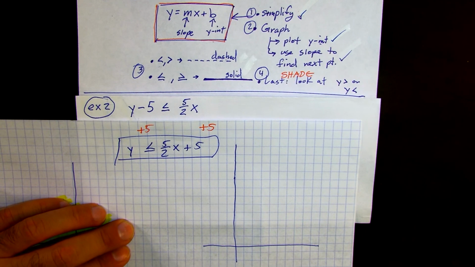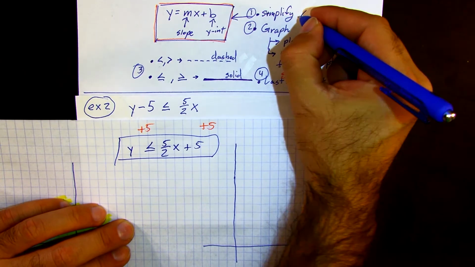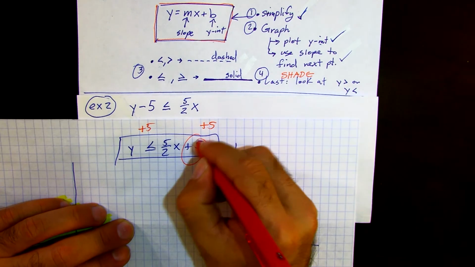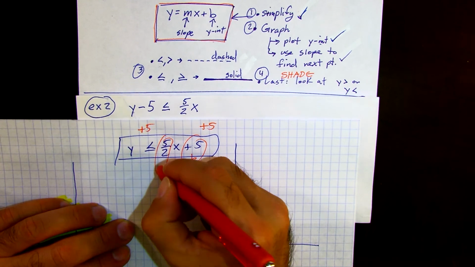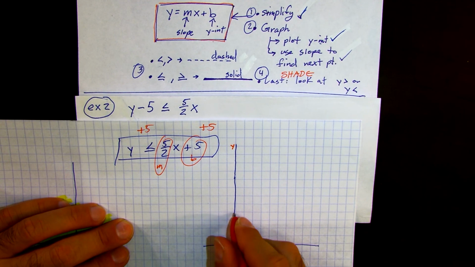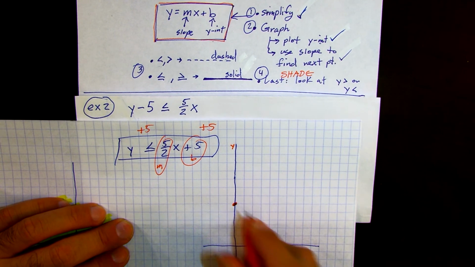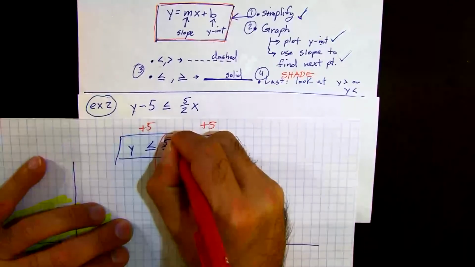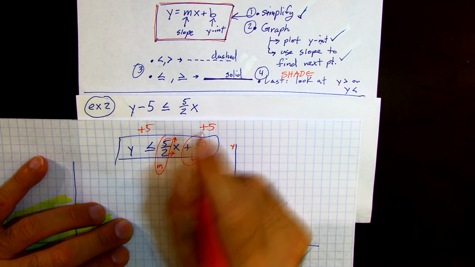Let's do our steps. The steps will not let us down. We did step 1. We simplified it into the form we need. Now let's plot the y-intercept, then the slope. The y-intercept is where the line is going to intersect our y-axis. So I know it's at 1, 2, 3, 4, 5. My slope is 5 over 2, which means we're going to have a rise of positive 5, a positive run of 2.